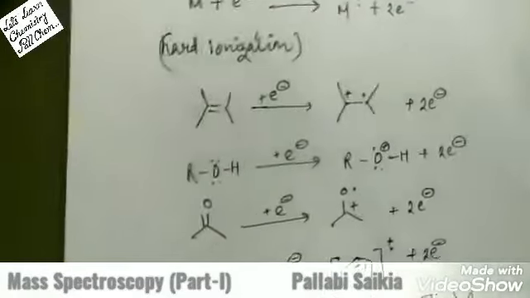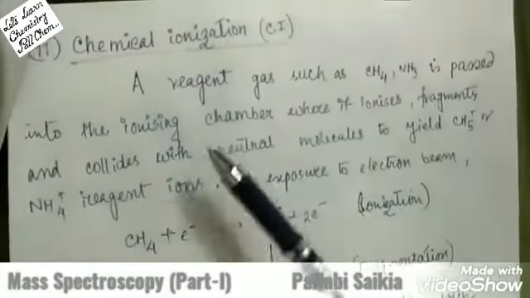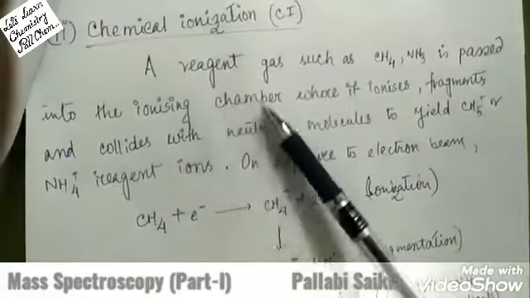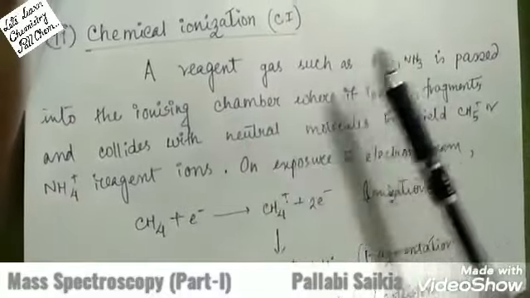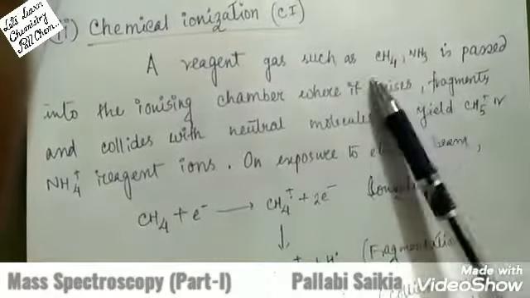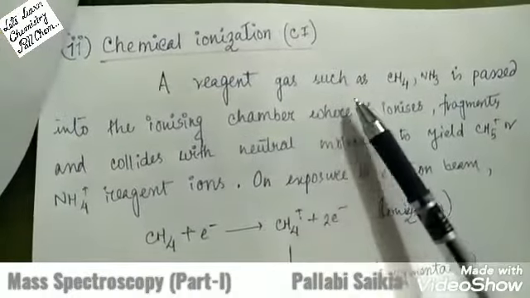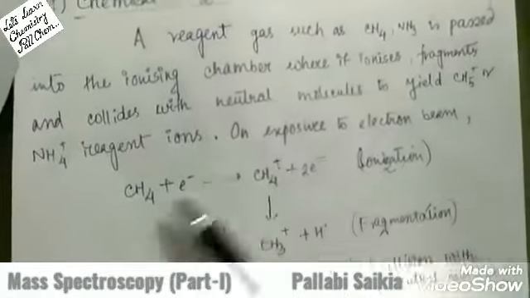So large numbers of fragments are obtained. These are the disadvantages. In the second method, it is chemical ionization, where a reagent gas such as methane or ammonia is passed into the ionizing chamber. In the ionizing chamber, these gases collide with the electron beam, and it will form some reagent ions.